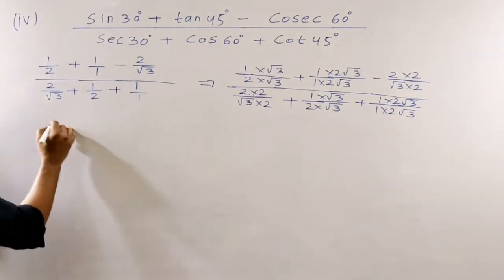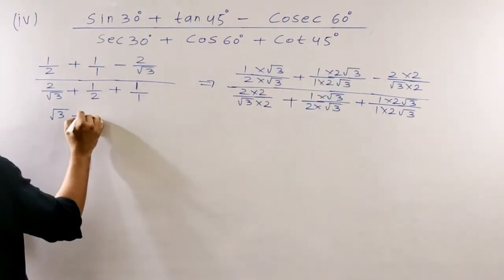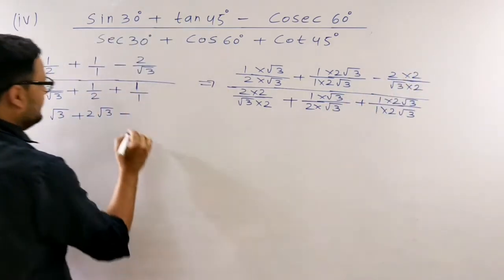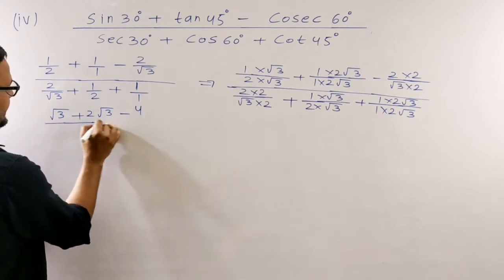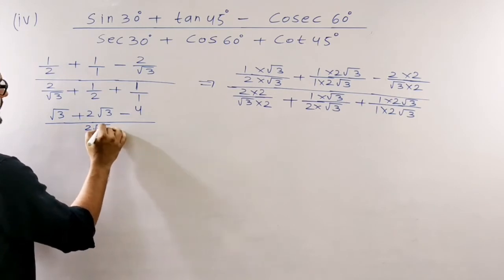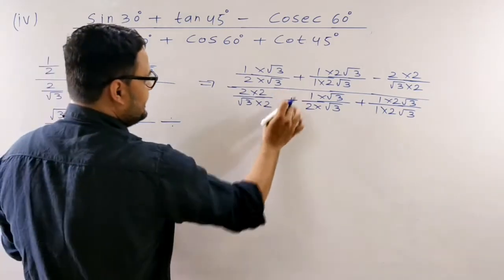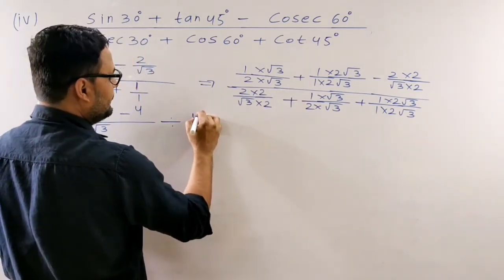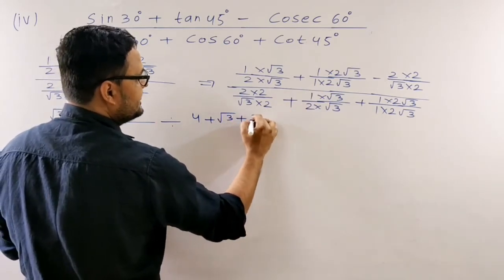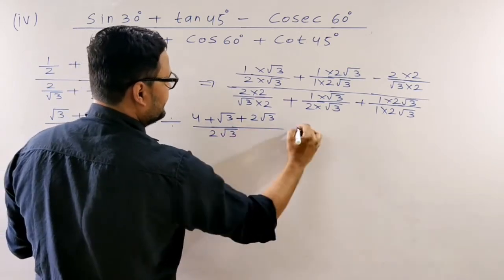So I can now write it as root 3 plus 2 root 3 plus 2 root 3 and minus 2 into 2, 4, and divide by 2 root 3. Then I can write it as: 2 into 2, 4 plus 1 into root 3 plus 2 root 3, and divide by 2 root 3.